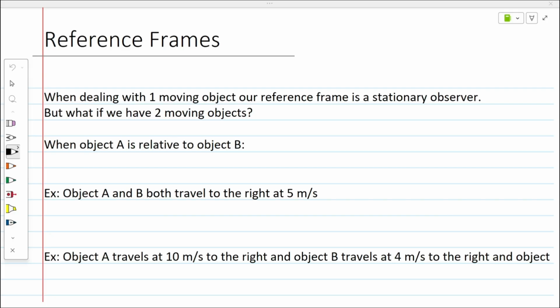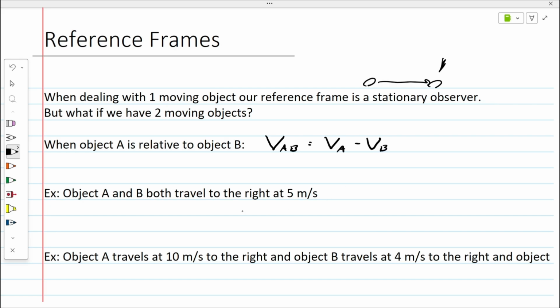When dealing with one moving object, usually we have a stationary observer. One of the references is stationary. If we're saying how long it takes a ball to get from one spot to another spot, usually that second spot is the stationary observer. But what if we have two moving objects? We can then define the relative velocity from A to B as equal to the velocity of A minus the velocity of B.